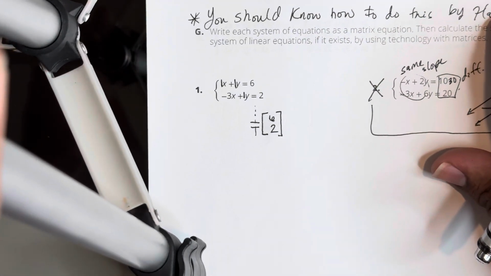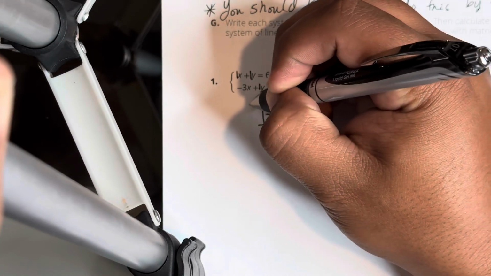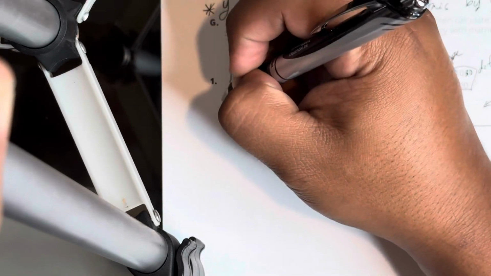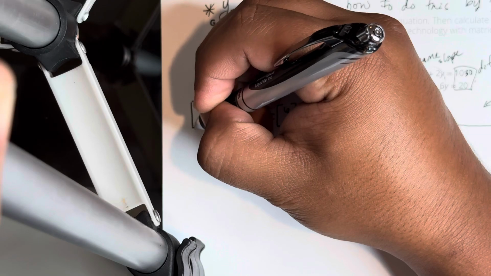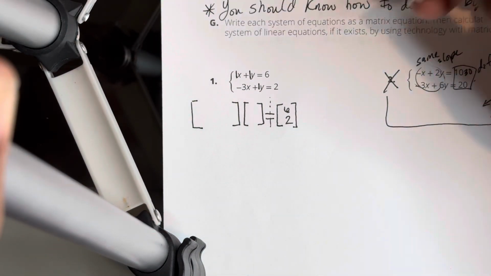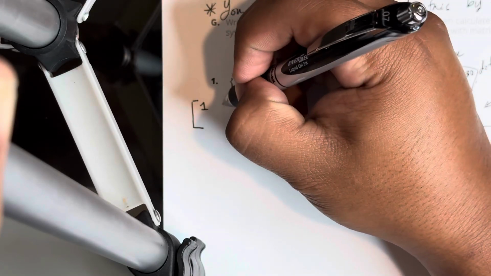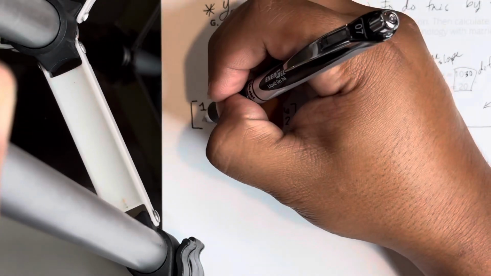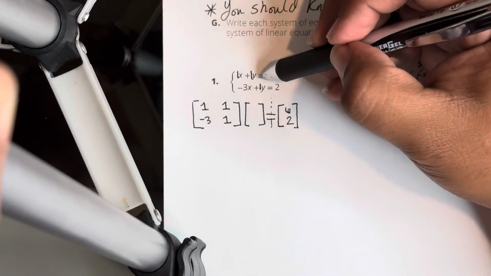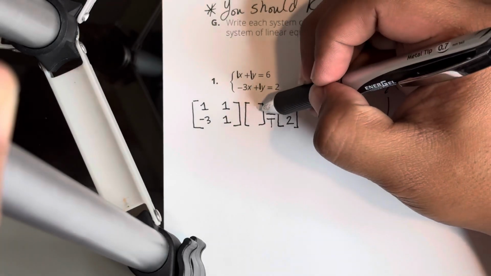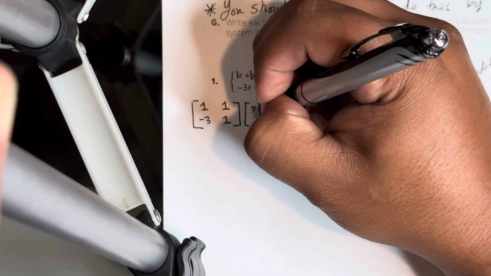Let's pull the numbers first. Let me make this 2 by 1 matrix real quick. And then over here, I have a 2 by 2. Okay, I'm pulling the numbers first. So I have a 1 on the top left, 1 on the top right, -3, and another 1. All I did was pull out the numbers. What's going to go in this little 2 by 1 matrix? X and Y.